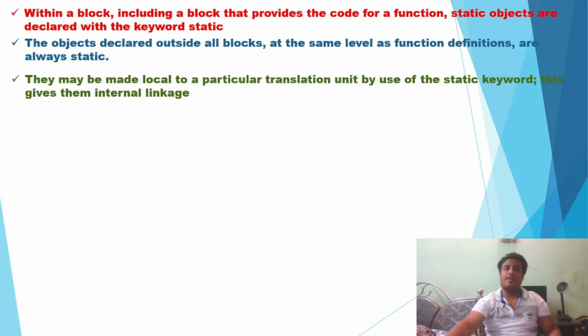Variables may be made local to a particular translation unit by use of the static keyword. This gives them internal linkage. So what does it mean? It actually means that whatever I declared here may be made local to a particular translation unit by use of the static keyword. Sometimes it can be made local, which comes under internal linkage.